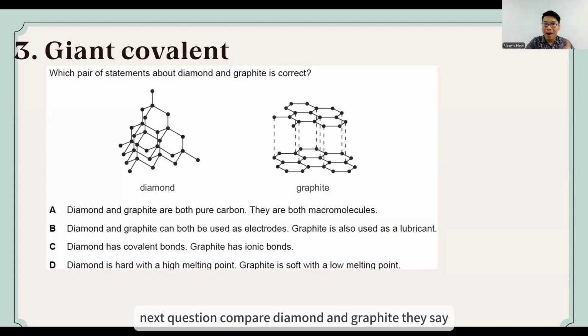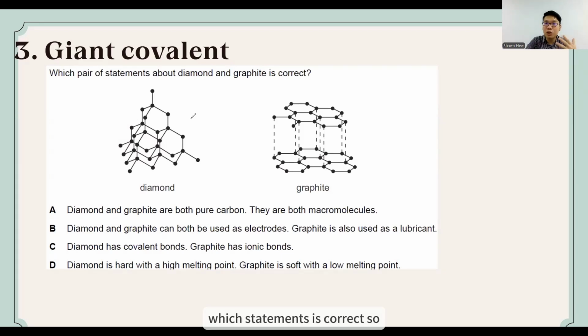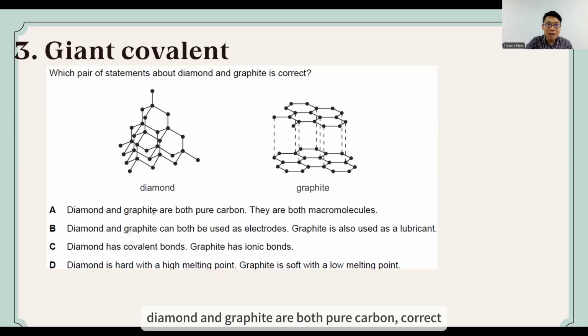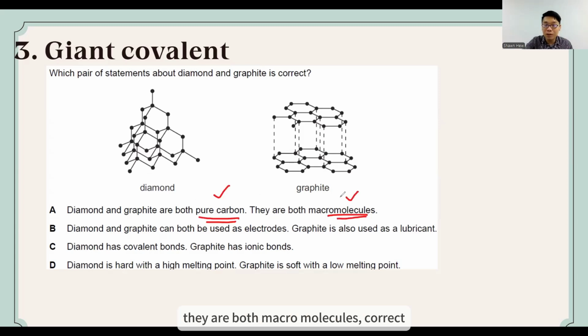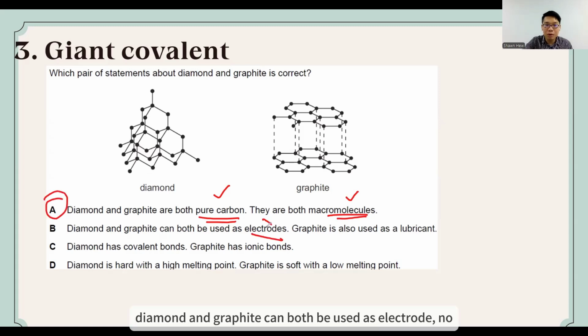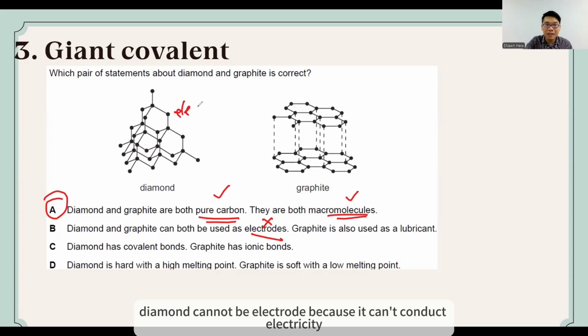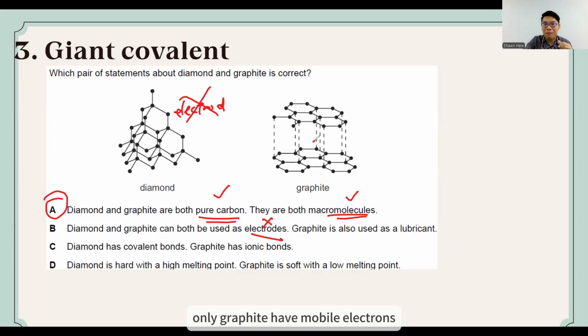Next question, compare diamond and graphite. Which statement is correct? Diamond and graphite are both pure carbon, correct? They are both macromolecules, correct? Diamond and graphite can both be used as electrode? No. Diamond cannot be an electrode because it can't conduct electricity. Only graphite has mobile electrons, so it can be an electrode.